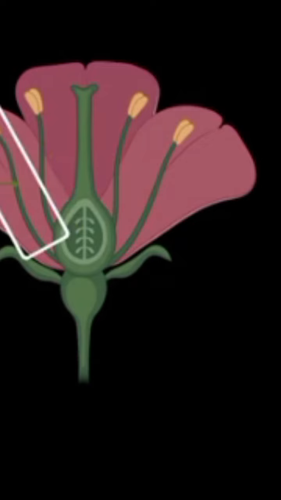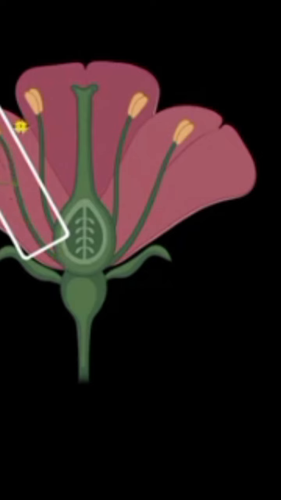Now the stamen consists of a long stalk-like thing, which is called a filament, and it has this knob-like structure on top, which is called the anther. And this anther is actually the fertile part of this male reproductive part.